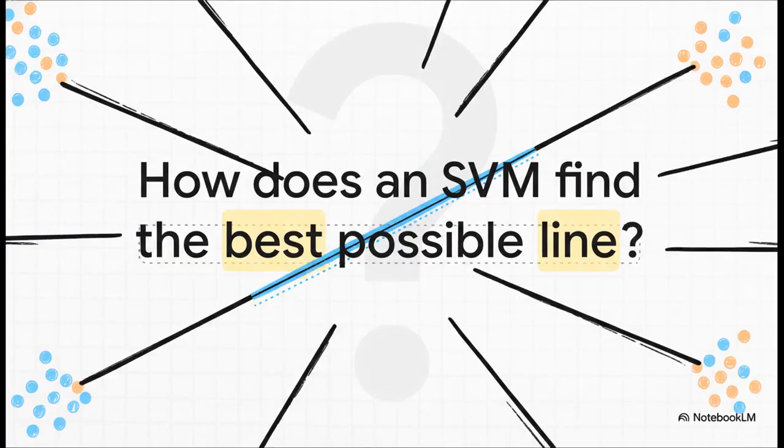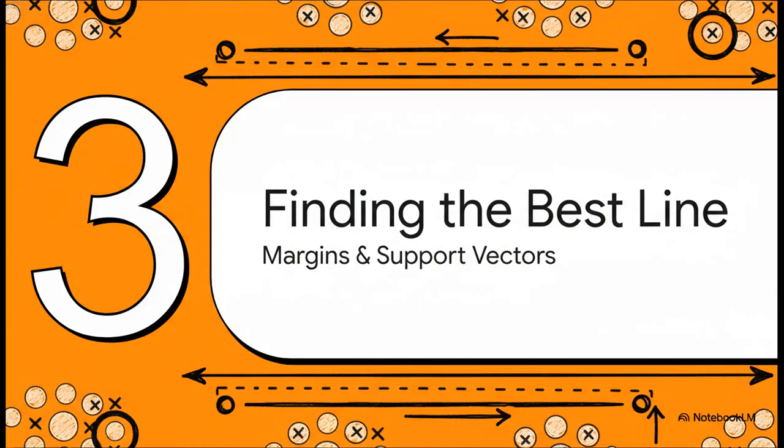But wait a second. That's the big question, isn't it? I mean, you could draw a whole bunch of different lines that separate those two groups. So how does the SVM figure out which one is the absolute best, the most reliable choice? And this right here is where the real genius of the SVM shines through. It isn't just about finding any line, it's about finding the optimal line. The secret sauce involves 2 key ideas: margins and support vectors.